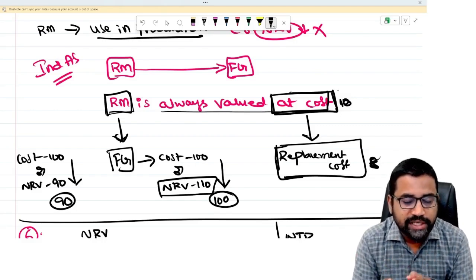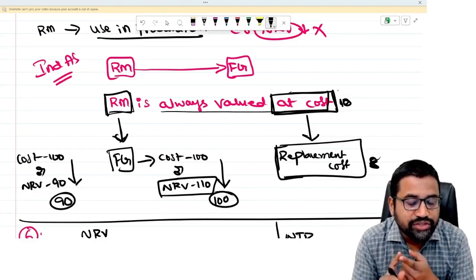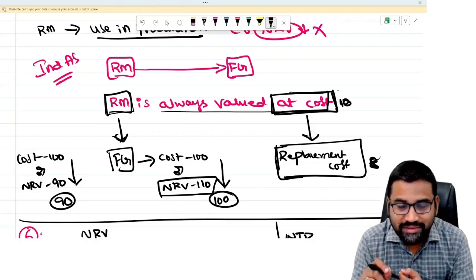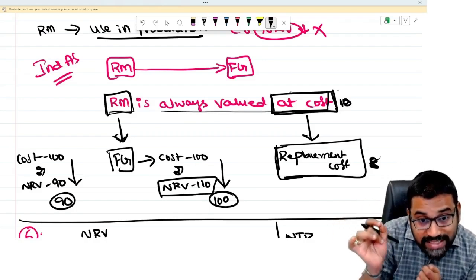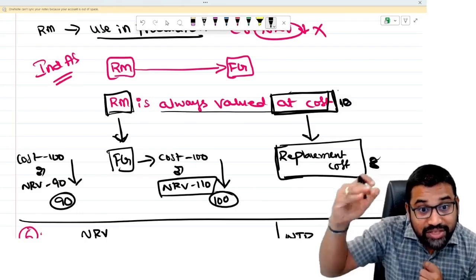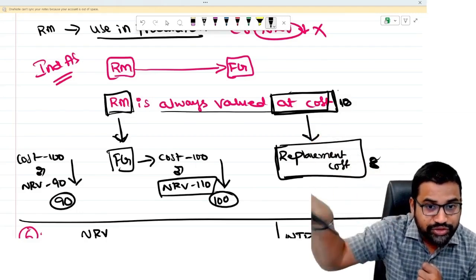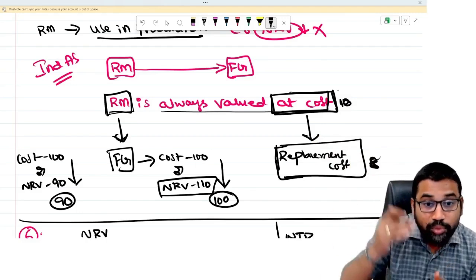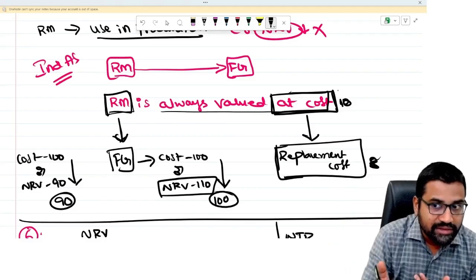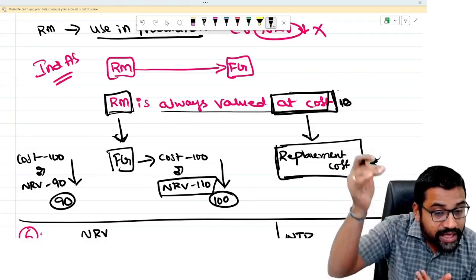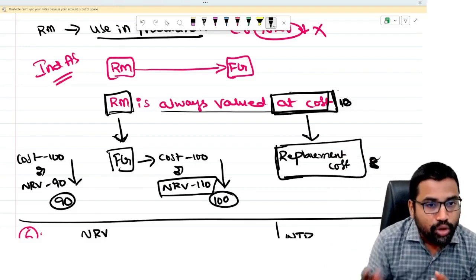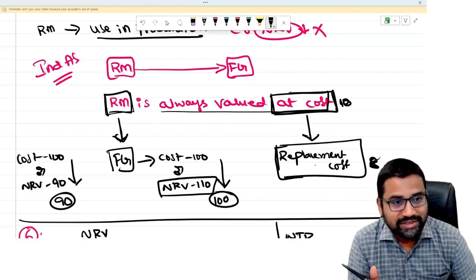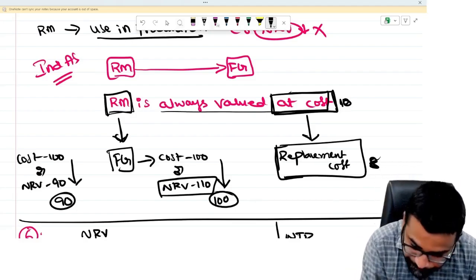Second, see whether the finished good is valued at cost or NRV. Suppose the finished good is valued at cost or NRV, whichever is lower. If cost is less than NRV, no problem, because NRV is more than cost. That means there is a demand for this finished good in the market, and at least I can sell it beyond cost. But the moment the finished good is valued at NRV, that means the NRV is less than cost, then you should bring the raw material to its replacement cost, provided the replacement cost is less than cost. See, I have given an example also.